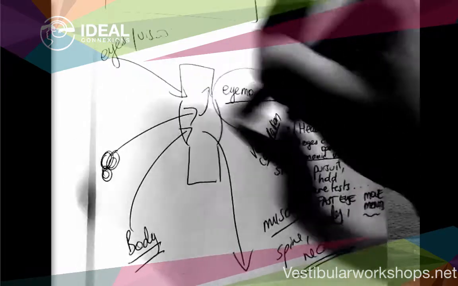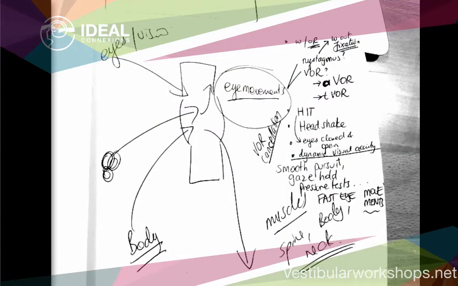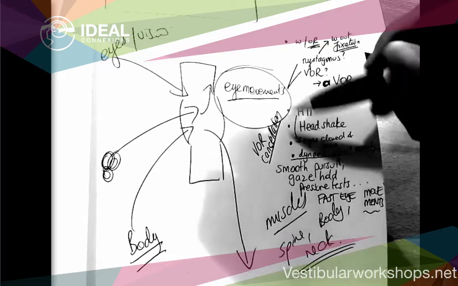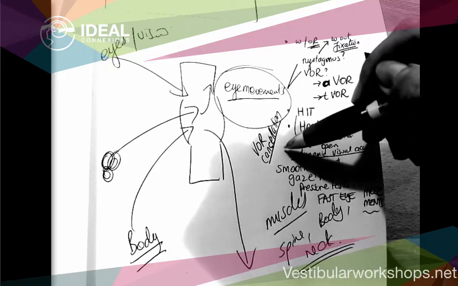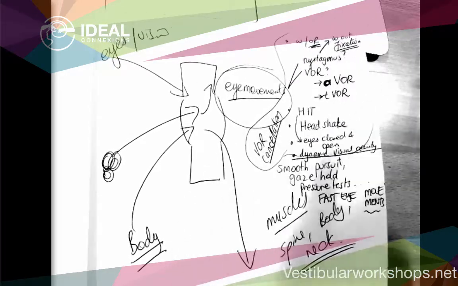Okay, so we know what comes out of the brainstem. So if we're just gonna look at eye movements, what can we actually test? So all of these here are more or less your head moving eye movements.